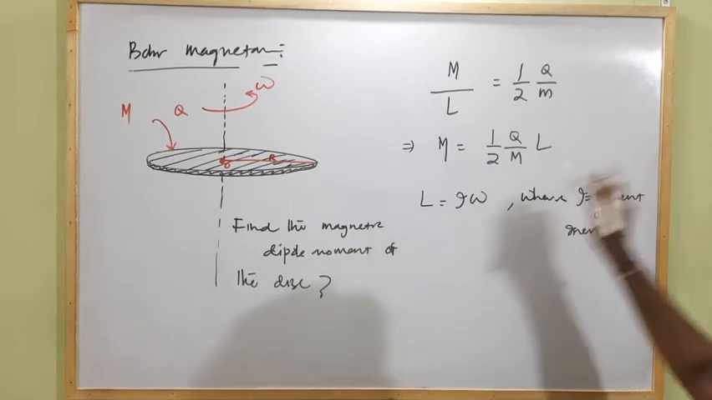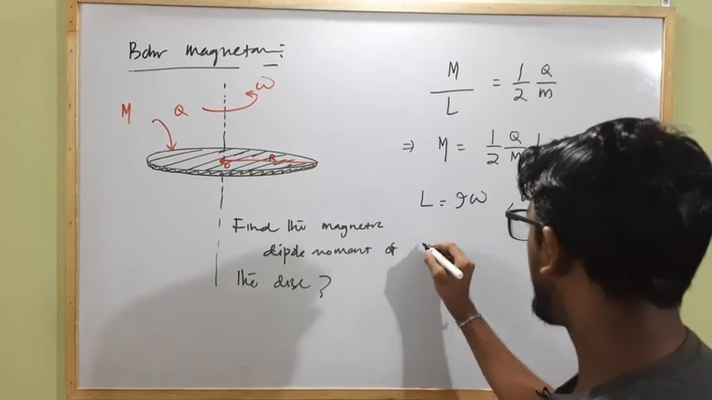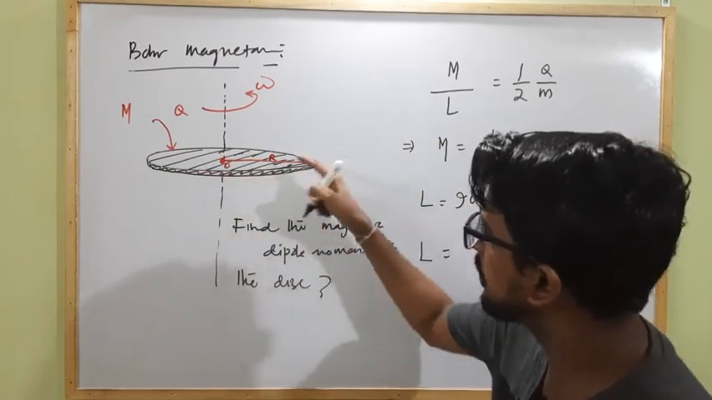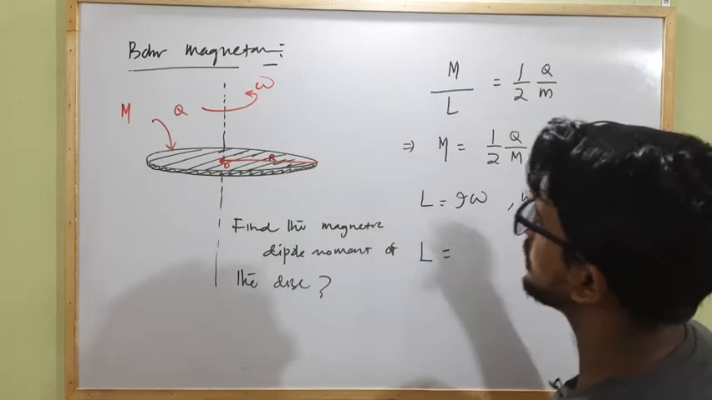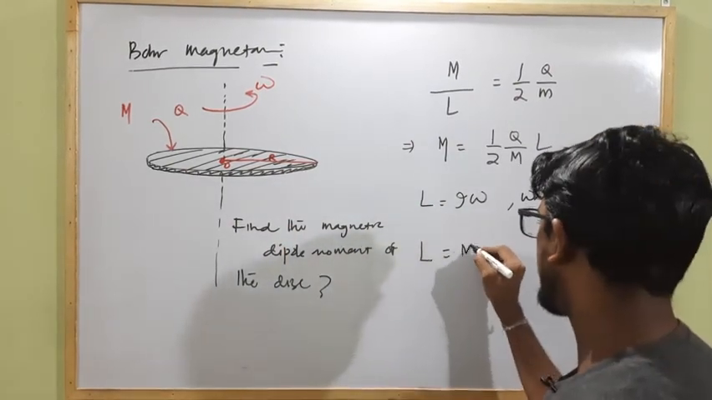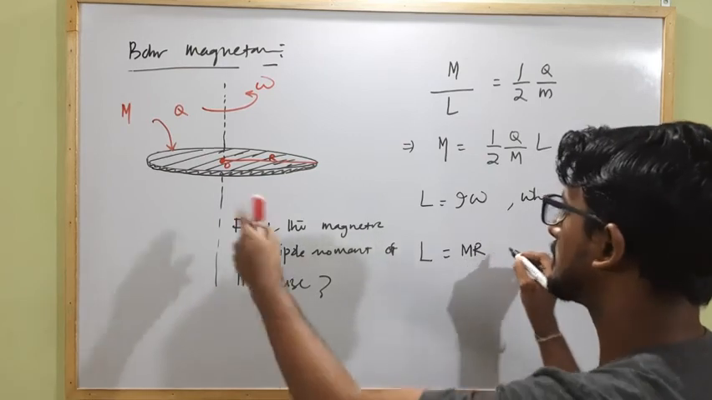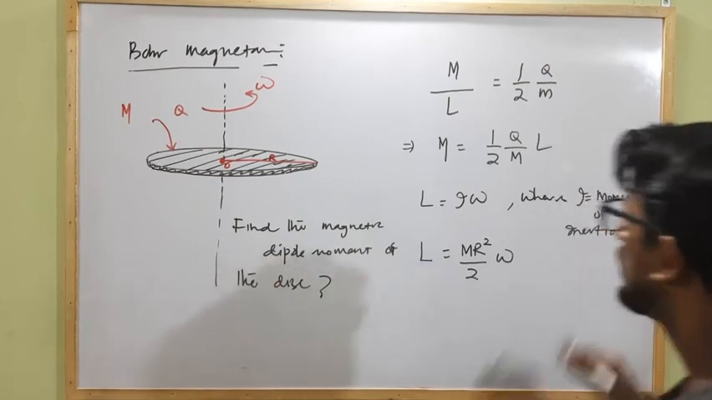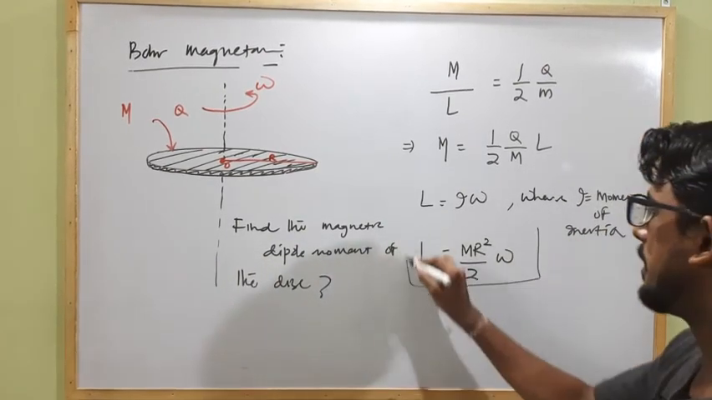Clear? So how to calculate the angular momentum? L equals the moment of inertia of the disk. What is the moment of inertia of a disk about this axis passing through its center of mass and perpendicular to its plane? That is M r square by 2, where M is mass and r is radius, into omega. This will be the value of the angular momentum of the disk.